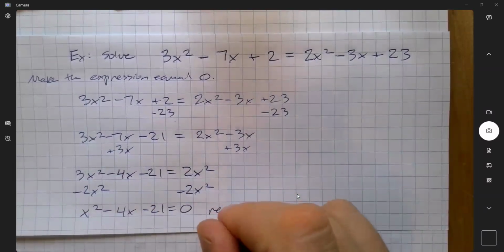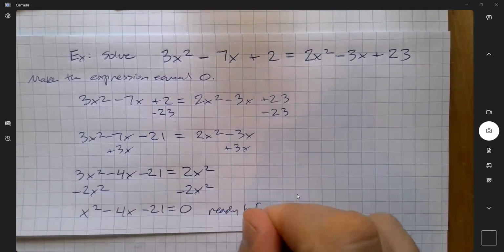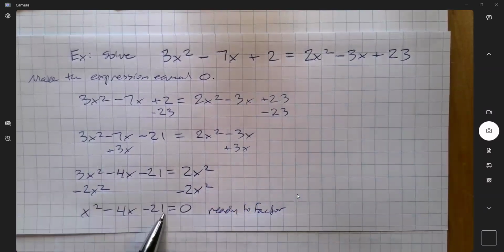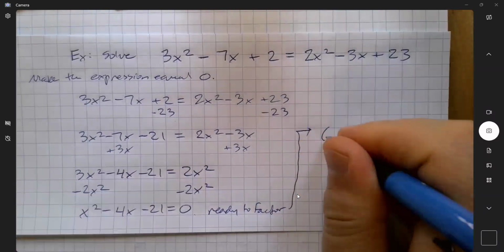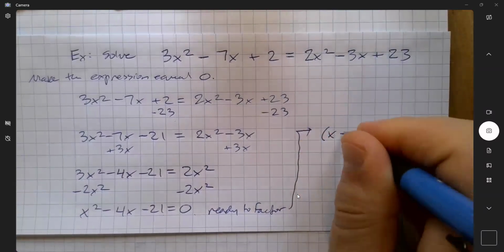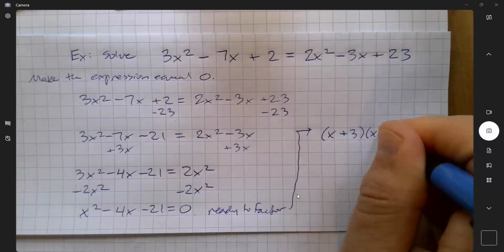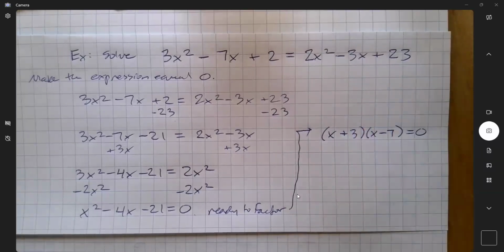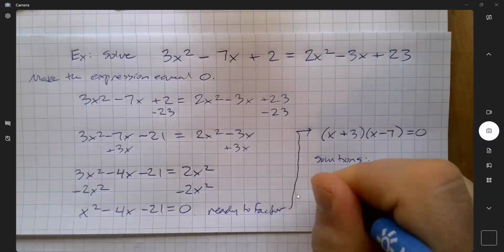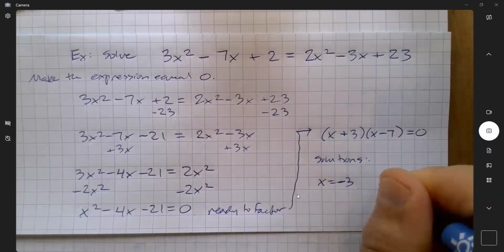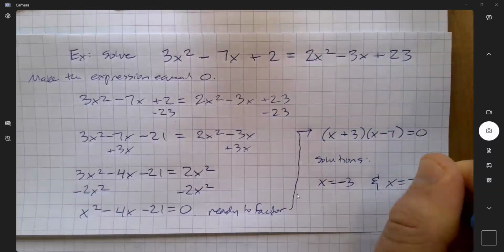And now I'm ready to factor because I have a quadratic expression that equals 0. And I built this one specifically to factor the exact same way one of my earlier expressions did, because that made it easier on me. So my corresponding solutions are x equals -3 and x equals 7.